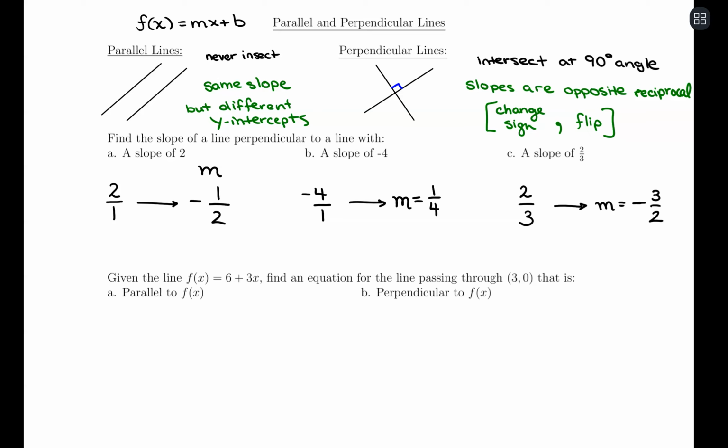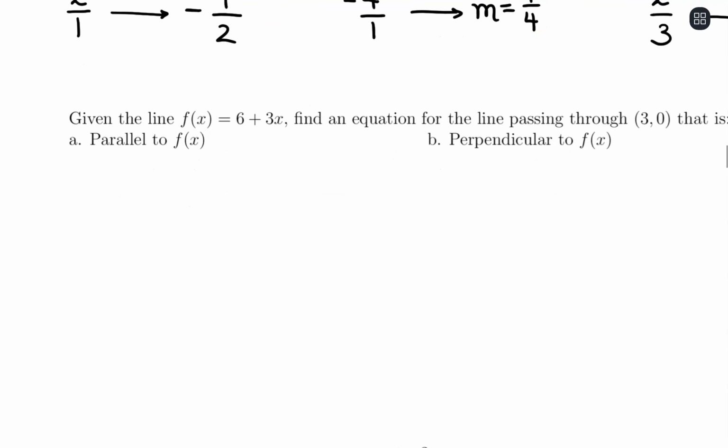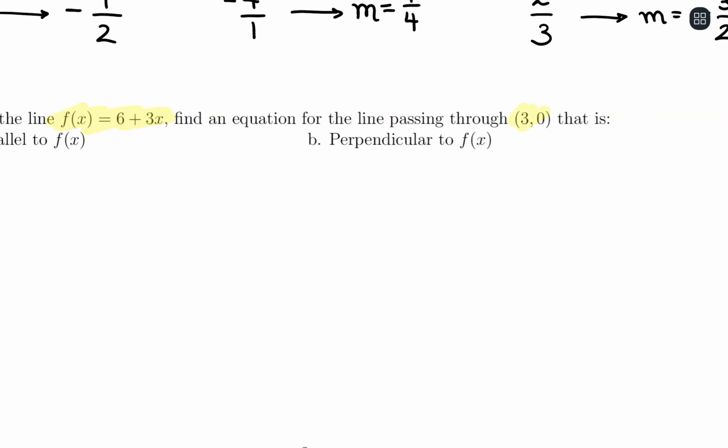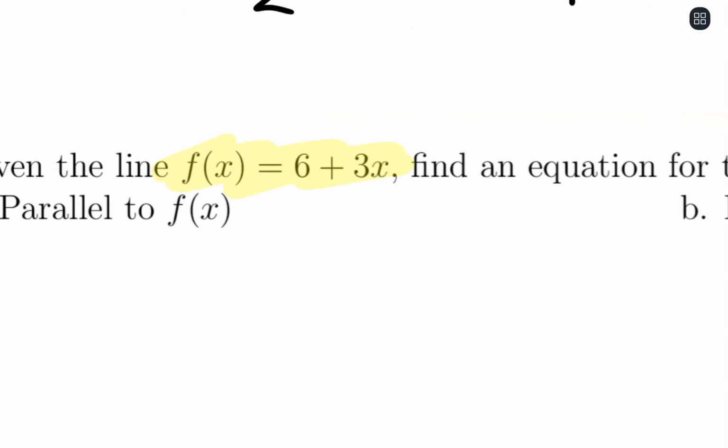So let's put this into practice by finding full equations of lines. We're given the line f of x equals 6 plus 3x. Find an equation for the line passing through (3, 0). That is, we're going to find one line that's parallel and another line that's perpendicular. In the original function, 6 plus 3x, we have a y-intercept of positive 6 and a slope of 3.